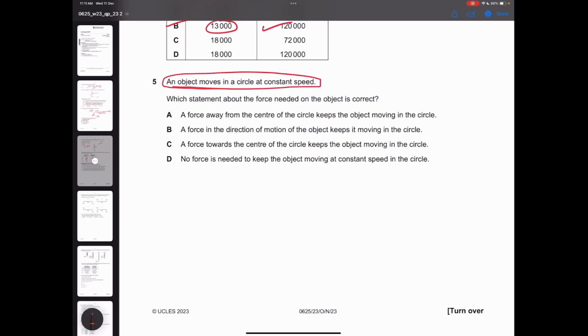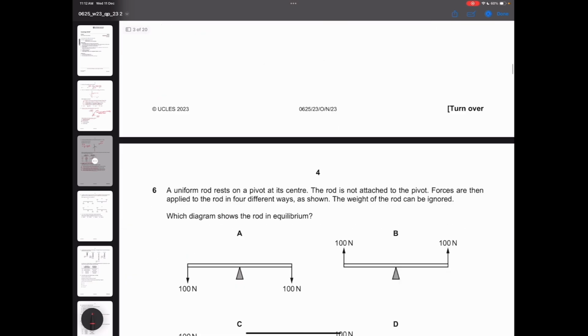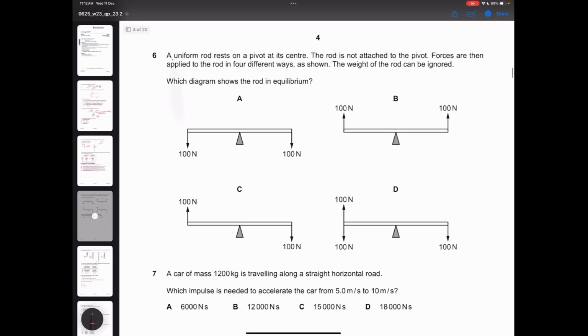All right. So a force away from the center, no. In the direction of motion, no. Towards the center of the circle keeps the object moving in the circle, yes. And then this is saying no force is needed. This is wrong.